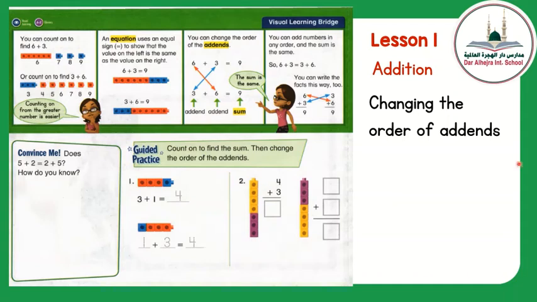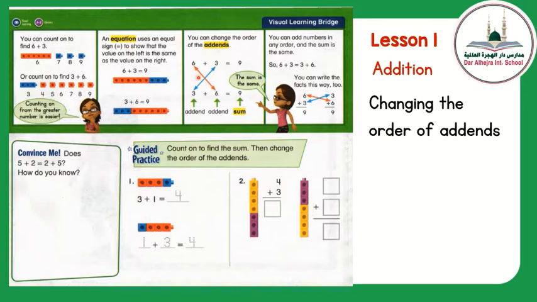Let's have a review of the strategies we have studied right from the beginning, right from the first lesson. In lesson 1, we studied one strategy of addition, and that strategy is called changing the order of addends. In this strategy, we have seen that whatever the position of the addends, it won't affect the sum.